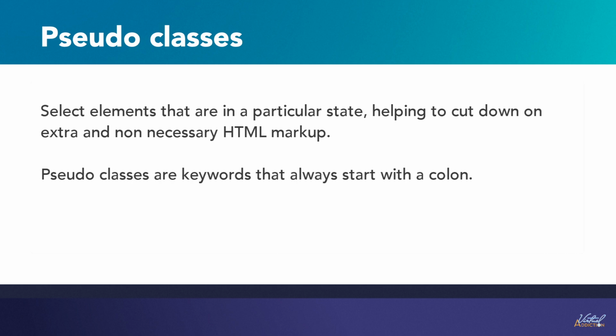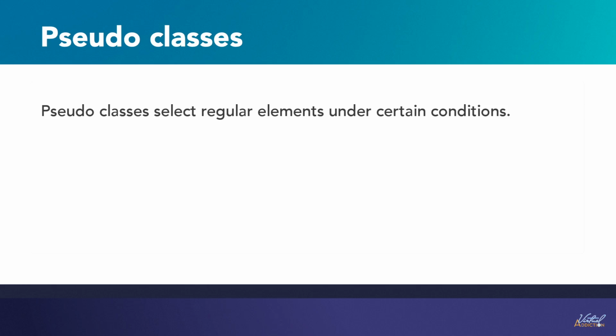Pseudo-classes are keywords that always start with a colon. This would be something like :link or :visited. You're probably already familiar with quite a few of these. The pseudo-classes select regular elements but under certain conditions. I've gone ahead and grouped the pseudo-classes into different areas.